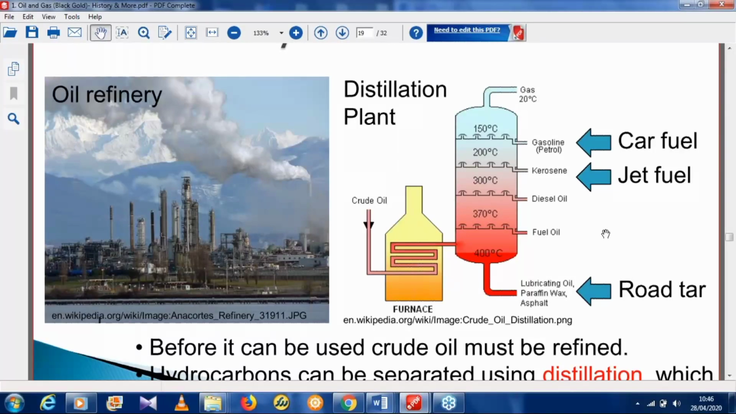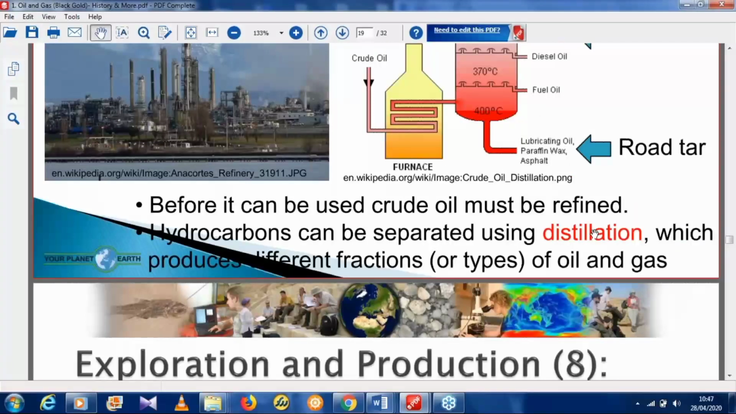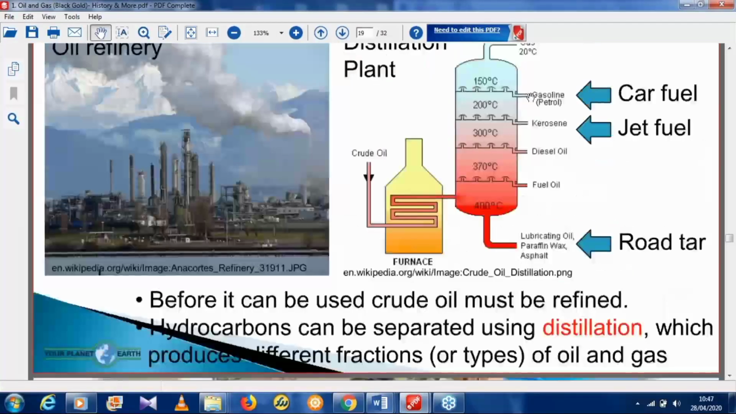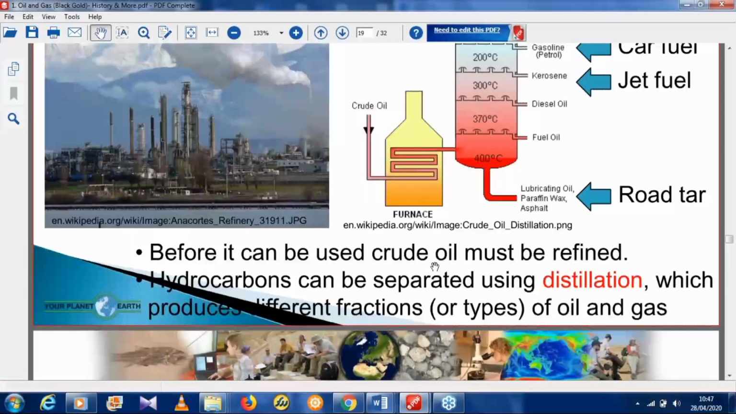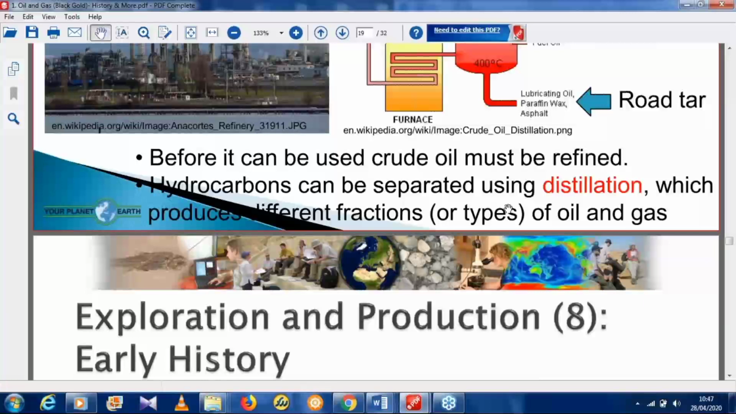Remember what I said: the two factors responsible for aiding the separation are, number one, the boiling point, and number two, the difference in their molecular weight. You can see that the lighter ones are collected at the top, and the heavier ones are collected at the bottom. Before it can be used, crude oil must be refined. We've already explained that the hydrocarbon process is called distillation.